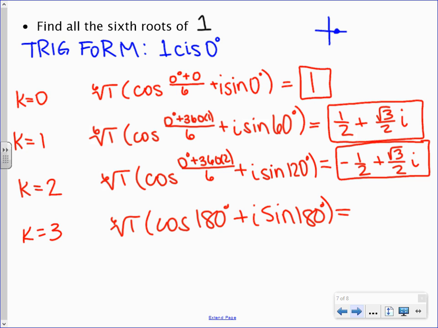What's the cosine of 180? Negative 1. Because the sine of 180 is 0.